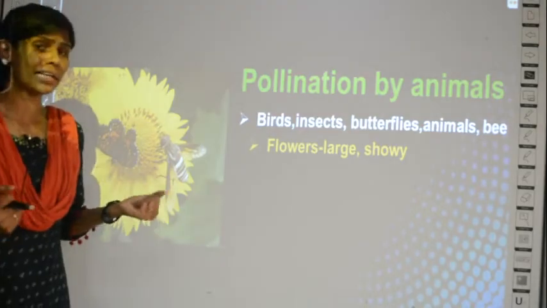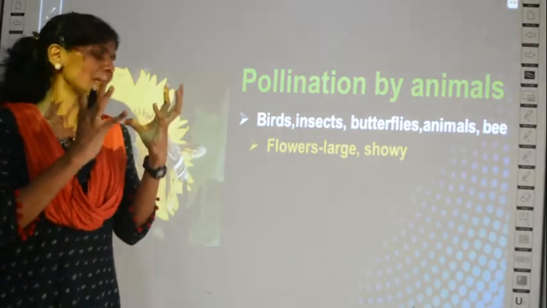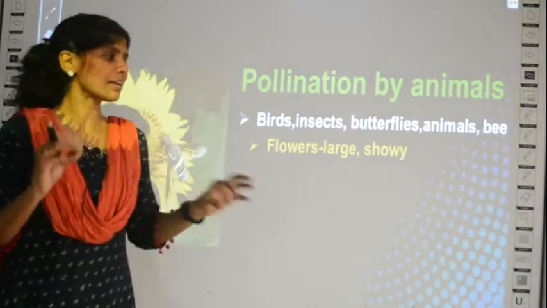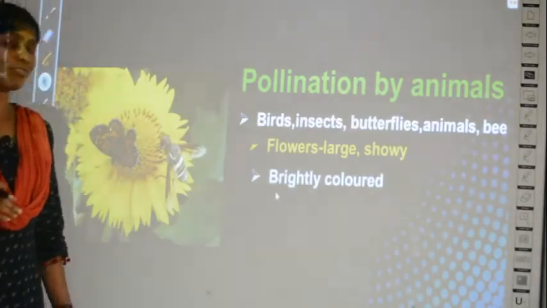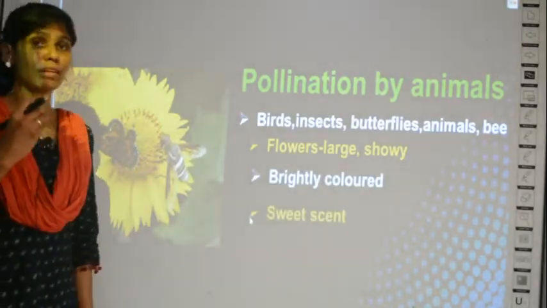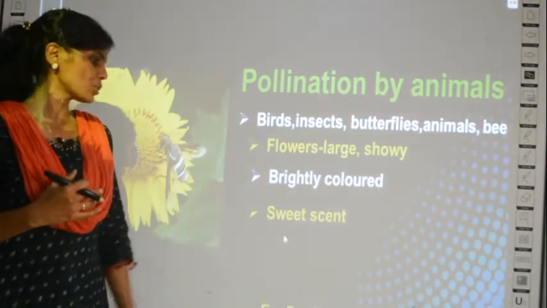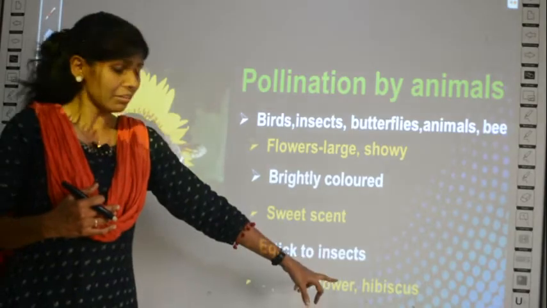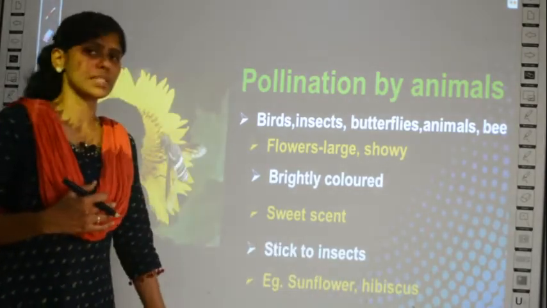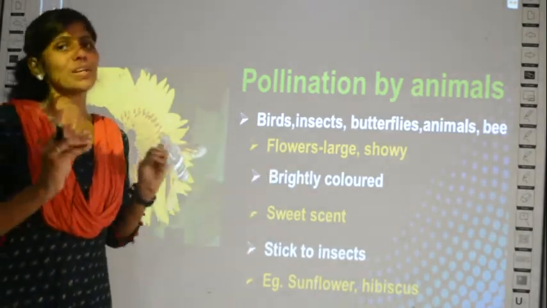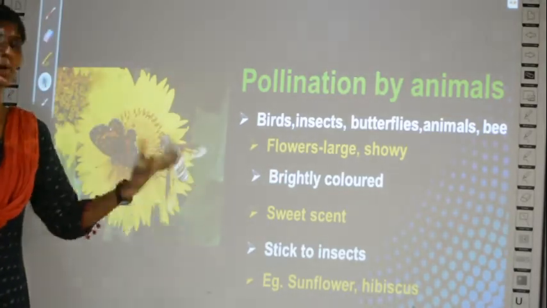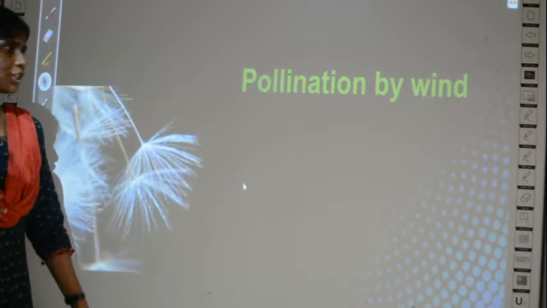What are those qualities? The flowers should be very big in size, that is, they should be large and showy. They should attract the insects, so they should be beautiful and brightly colored and have a sweet smell. Fragrance should be good. Examples of such pollination are in sunflower and hibiscus. So here the pollen grains will stick to the insects, and when the insects go and sit on the stigma of another flower, then pollination will happen.